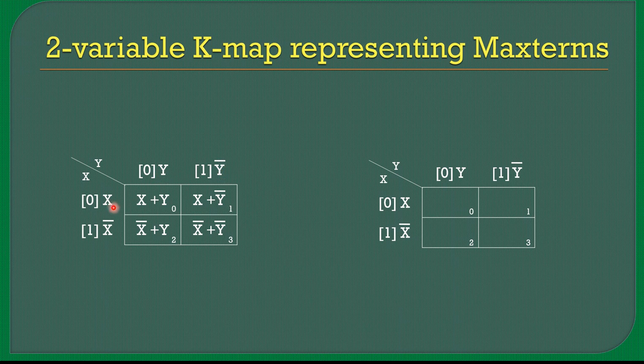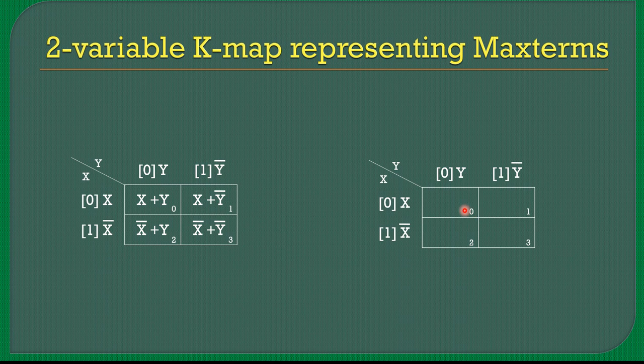Now when you combine these, you can see the first box will be x plus y, combining the first row and first column. First row, second column will be x plus y dash. Second row, first column is x dash plus y, and the final box will be x dash plus y dash. So this is how you write the max terms, as a representation of the variables.